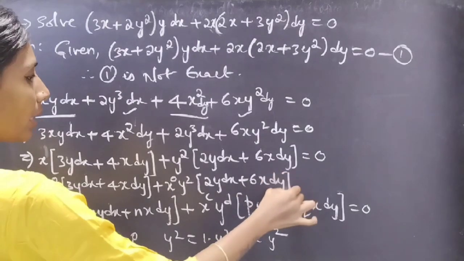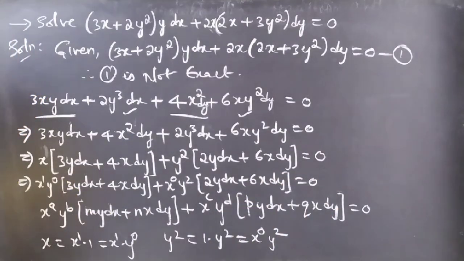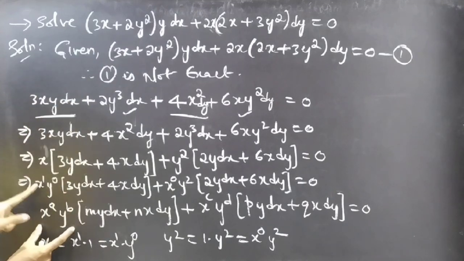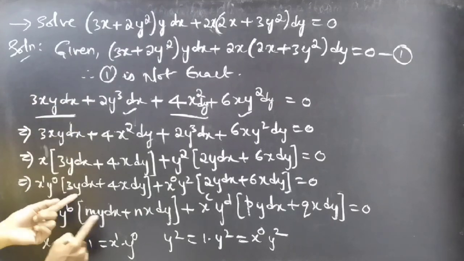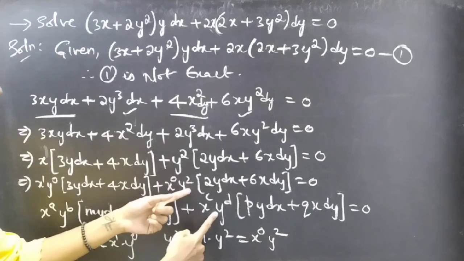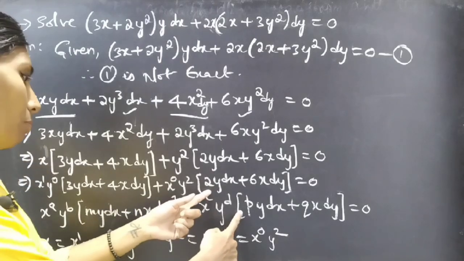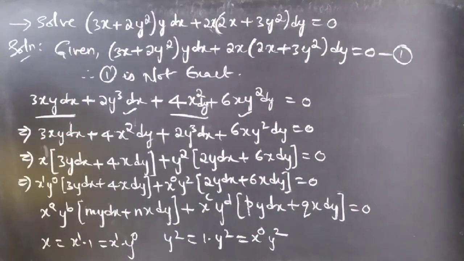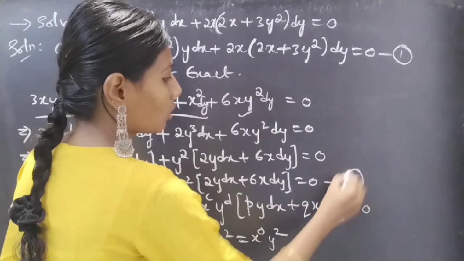And the terms under brackets remain the same. Okay, see, now we have written the given differential equation in the form x^a y^b (m y dx + n x dy) + x^c y^d (p y dx + q x dy) = 0, right? Now consider this equation as equation number 2.